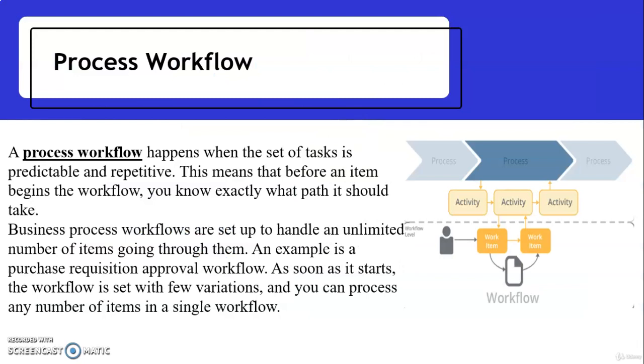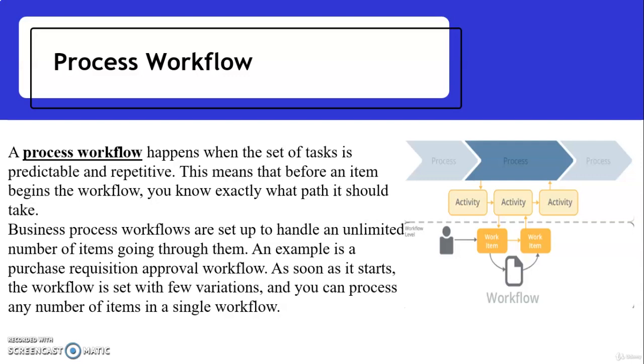So what is a process workflow? A process workflow happens when the set of tasks is predictable and repetitive. This means that before an item begins the workflow, you know exactly what path it should take. So basically, a process workflow is a workflow for a repetitive set of tasks.